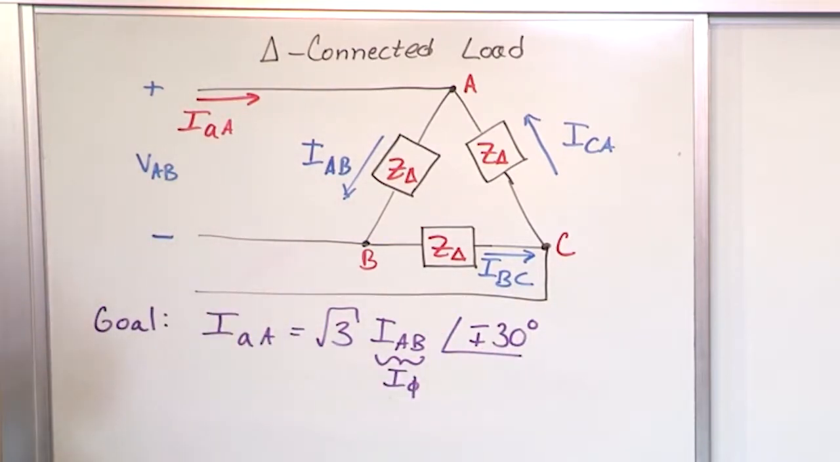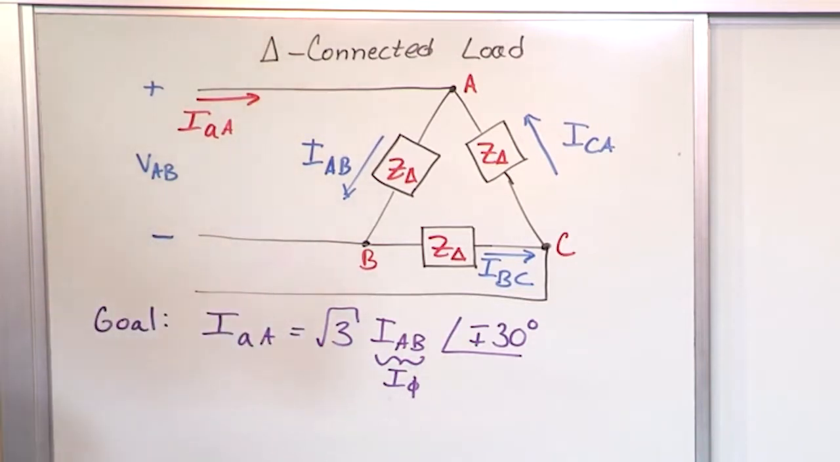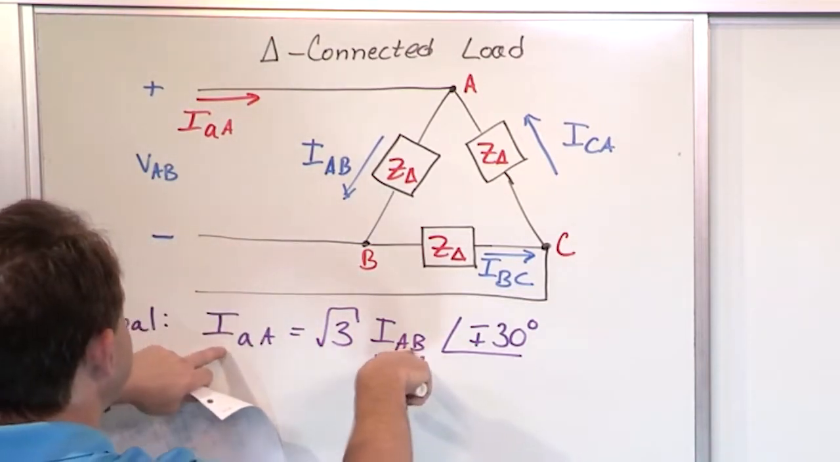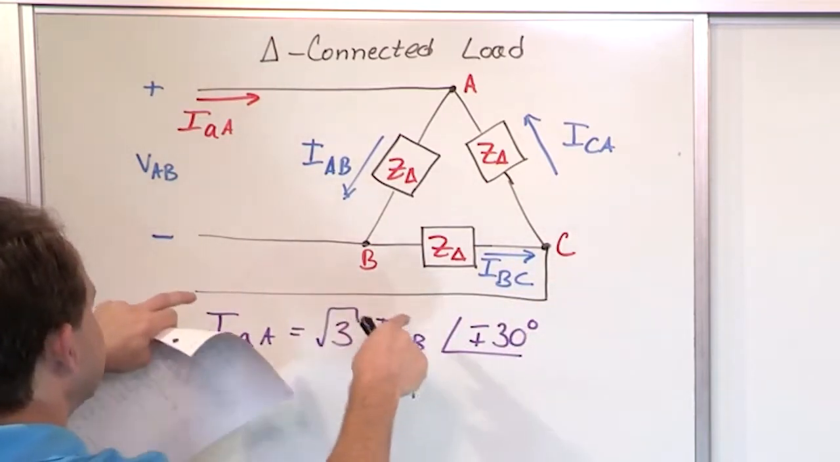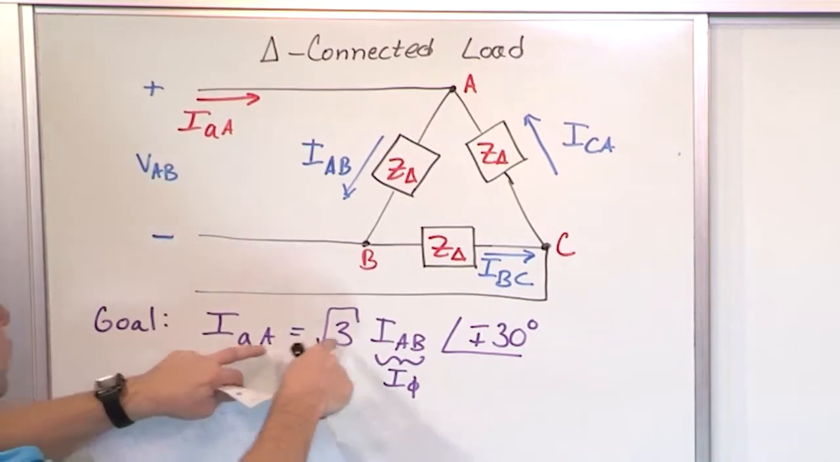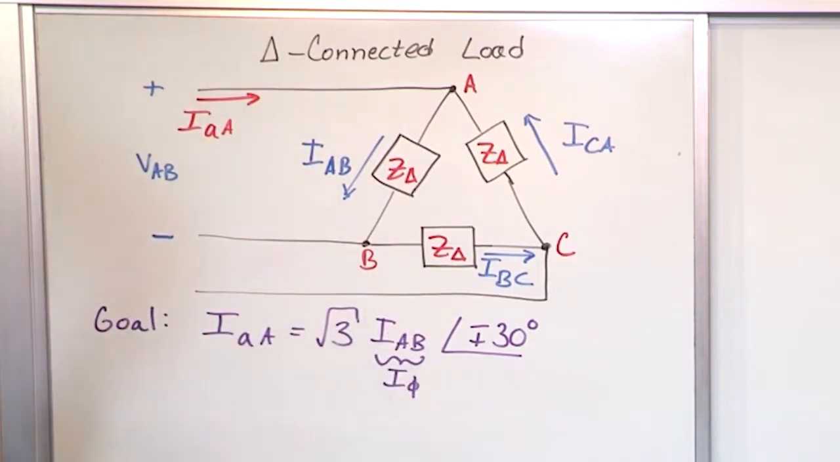So what we really want to do is write some equations and figure out what is the relationship between these two variables. We've written it down, we know what the answer is, but ultimately we want to explore how the line current is related to the phase current. How are these voltages related to one another?